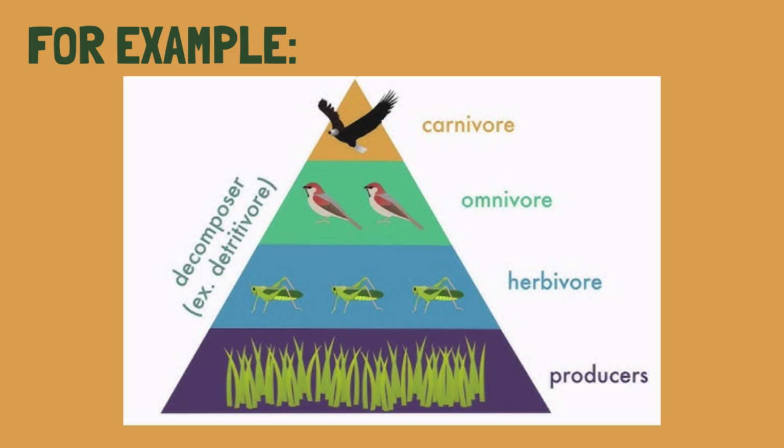There are four levels, and the base level is called a producer. Producers are normally plants. On the second level is herbivores, animals that eat plants. The third level is omnivores, animals who eat plants and other animals. The fourth level is carnivores, animals who only eat other animals.